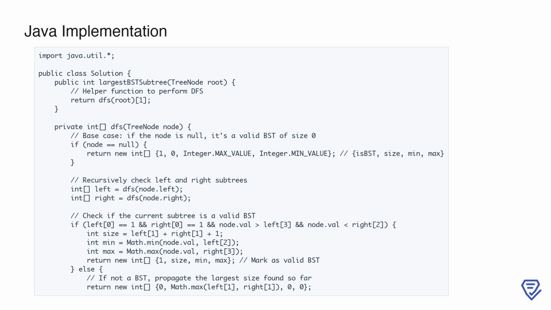This is done by verifying that both the left and right subtrees are valid BSTs, and the current node's value lies within the correct range, greater than the maximum value in the left subtree and smaller than the minimum value in the right subtree. If these conditions are satisfied, we calculate the size of this BST by summing the sizes of the left and right subtrees and adding 1 for the current node.